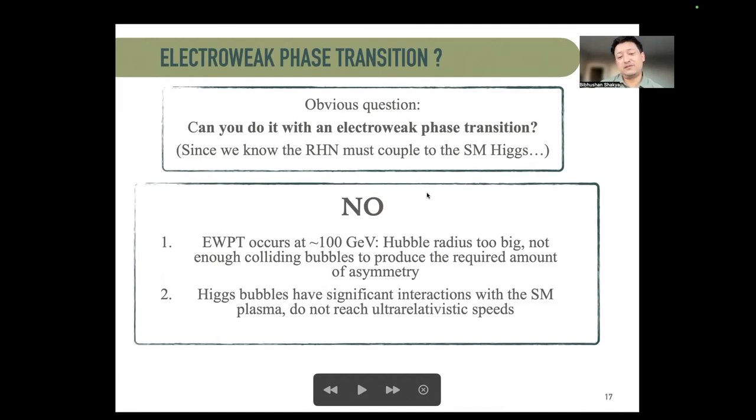And the second reason is that these Higgs bubbles in electroweak phase transitions actually don't travel that fast. They don't reach ultra-relativistic speeds, because they're very tightly coupled to the standard model plasma surrounding them. As they expand, they quickly transfer most of their energy to the surrounding plasma, and they don't move at relativistic speeds. So you would not be able to do this with these electroweak phase transition type setups.